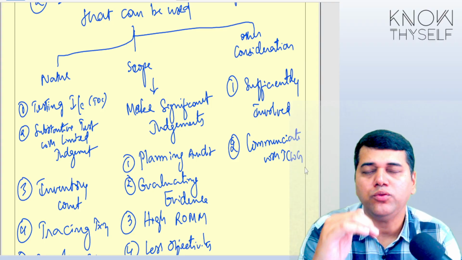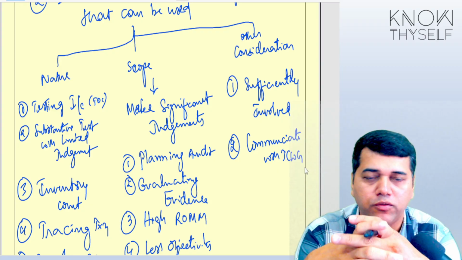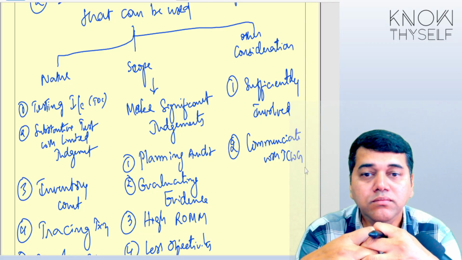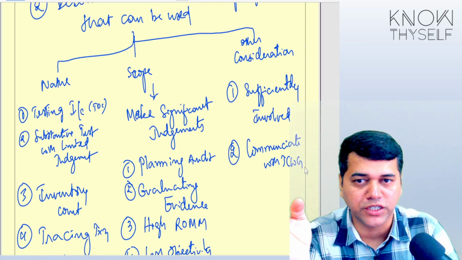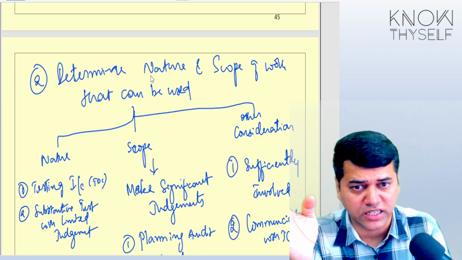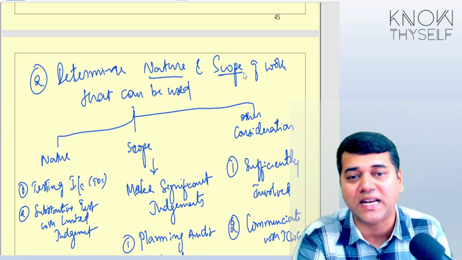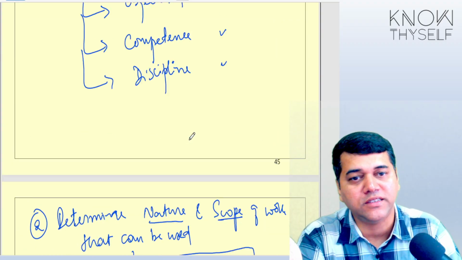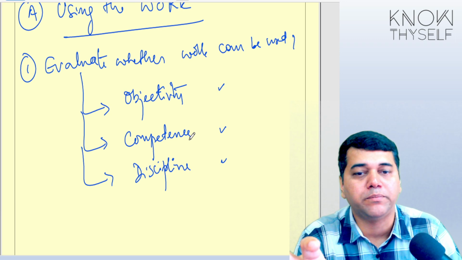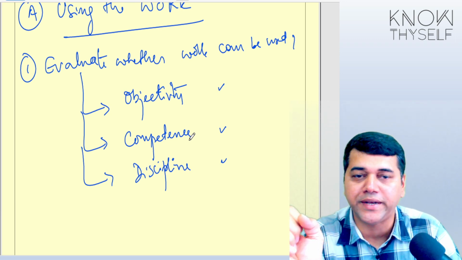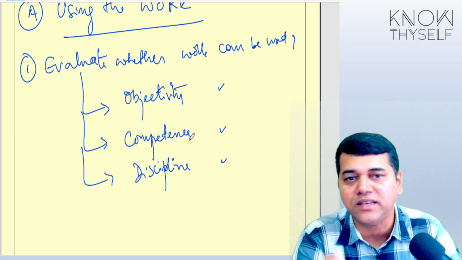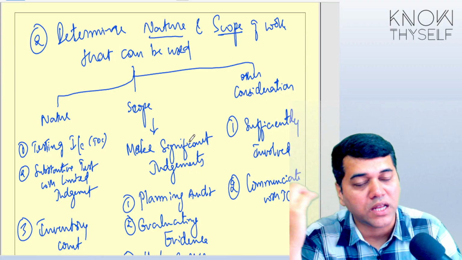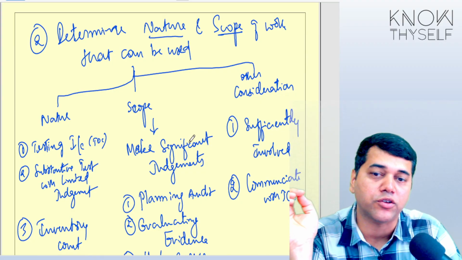So before you decide to rely on particular work, before you decide how much to rely, these are all the factors you need to keep in mind, and that is called determining the nature and the scope of the work that can be used. Till now, you have not yet used it. The very first consideration is what their department is all about. Are they objective, competent, and disciplined? If it fails here, then you need not go to the next level. If this is passed, then you know what type of work I can give, what type of work I cannot give.